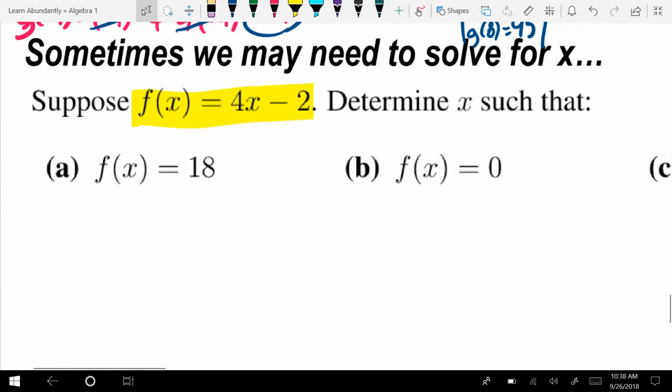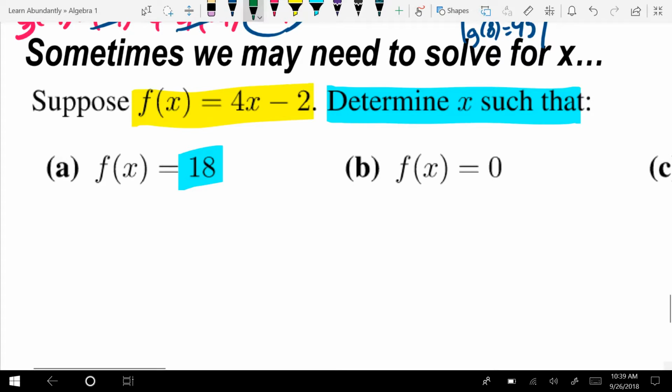So I'm going to do 4 more examples here. This time, what I'm doing differently is this time it doesn't say evaluate. What we're trying to do is determine x such that we want to know what x you would plug in to get that output. So this is actually the output. And I want to know what you'd have to plug into that equation to get 18.